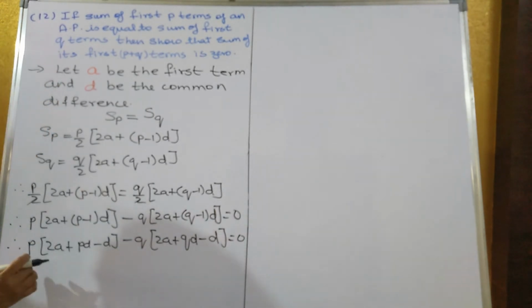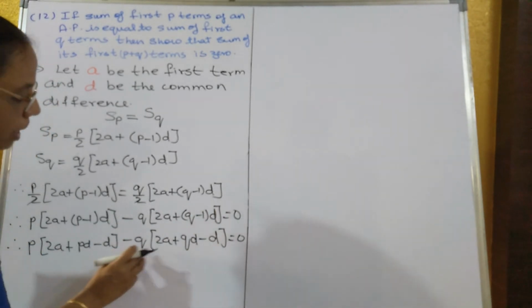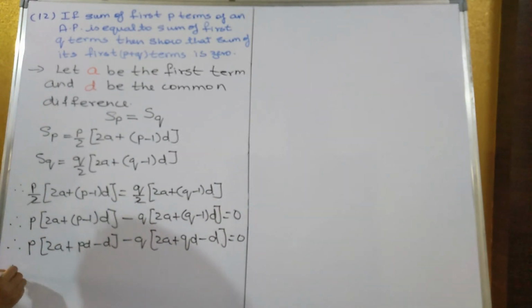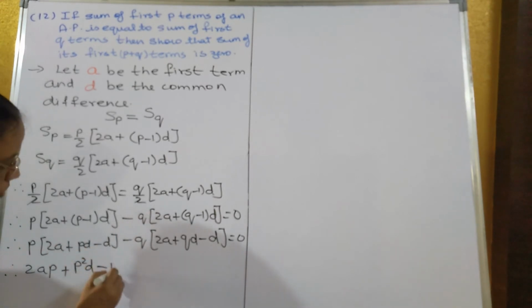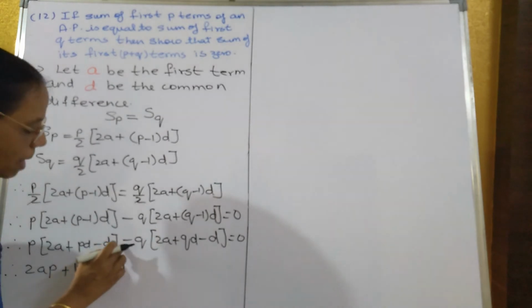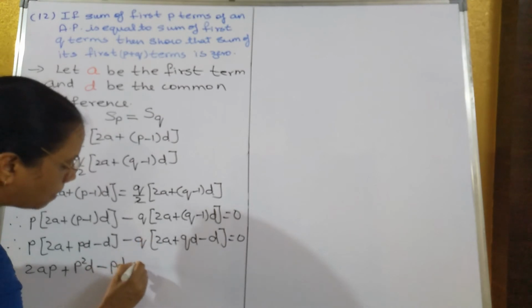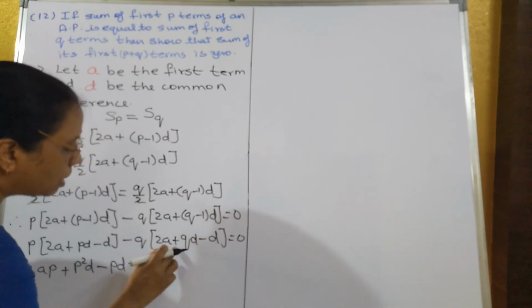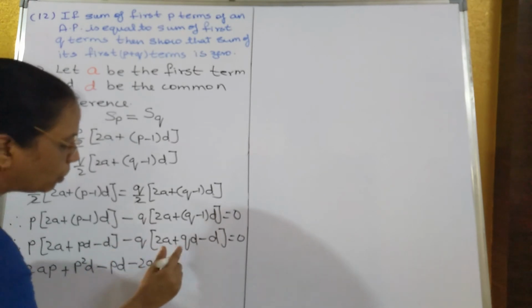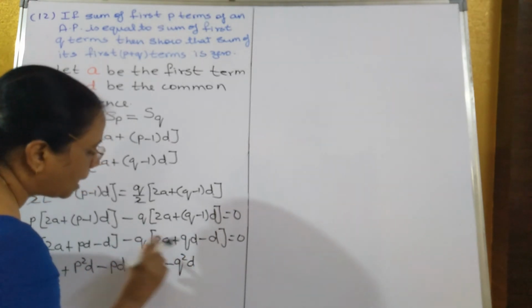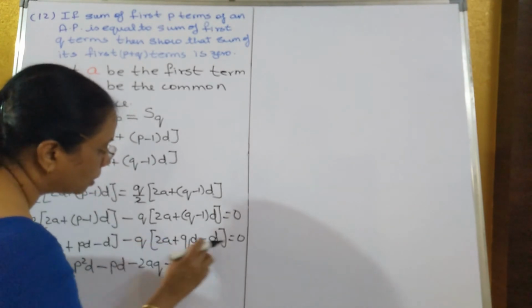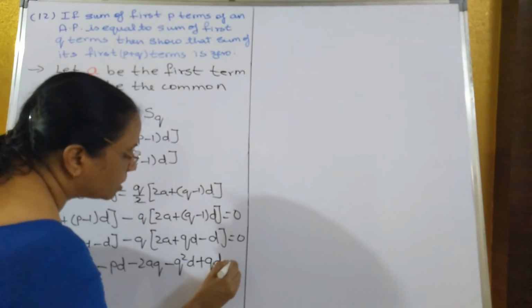So take P and multiply with everything, and take Q and multiply with everything. So what you will get? P into 2A will be 2AP plus P into PD will be P square D minus P into D is PD. Now here it is minus Q, so the signs will change. So minus Q into 2A, this was plus, so it will become minus 2AQ. This was plus, it will become minus. Q into QD will be Q square D, and minus into minus will become plus. Q into D, QD is equal to 0.